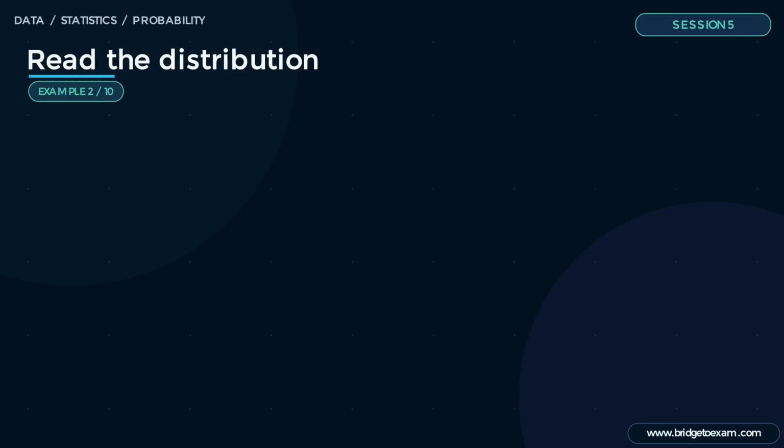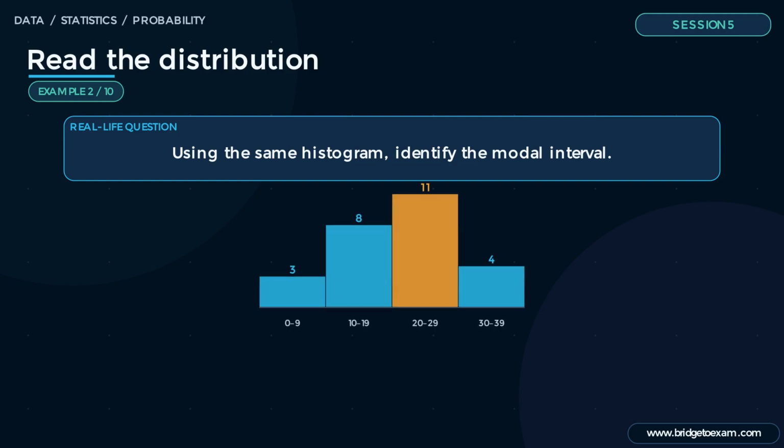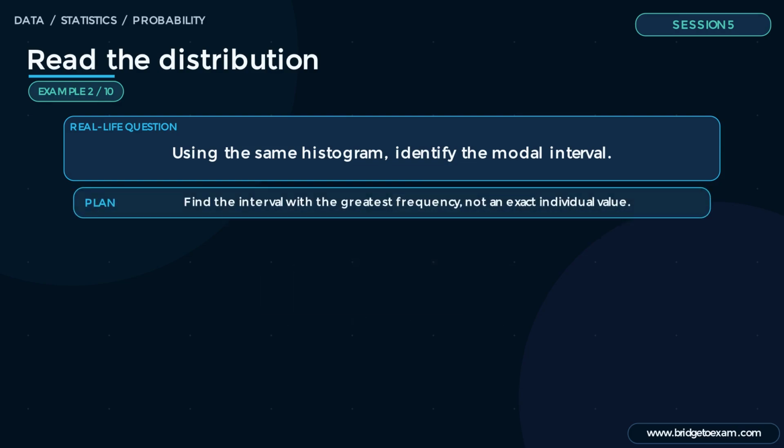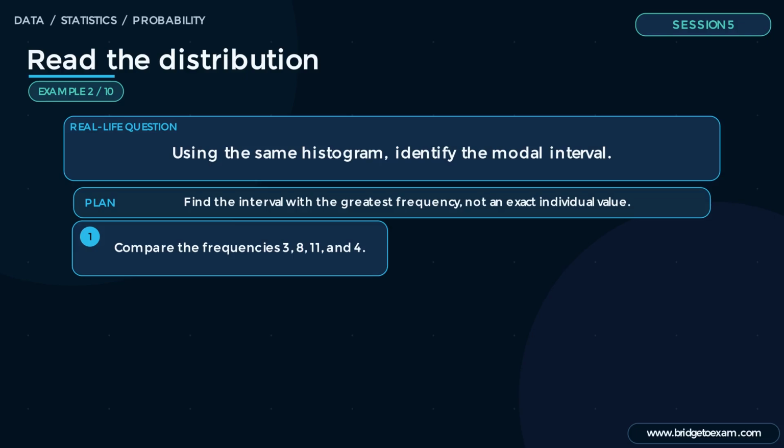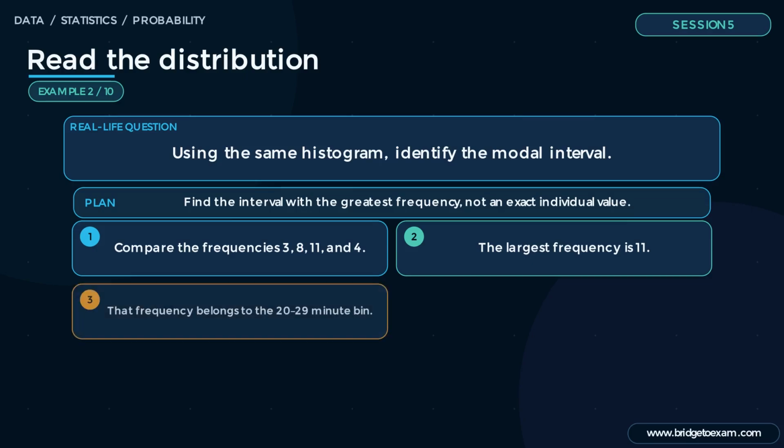Example 2. Using the same histogram, identify the modal interval. Plan. Find the interval with the greatest frequency, not an exact individual value. Step 1. Compare the frequencies 3, 8, 11, and 4. Step 2. The largest frequency is 11. Step 3. That frequency belongs to the 20 to 29 minute bin. Step 4. The modal interval is 20 to 29 minutes.